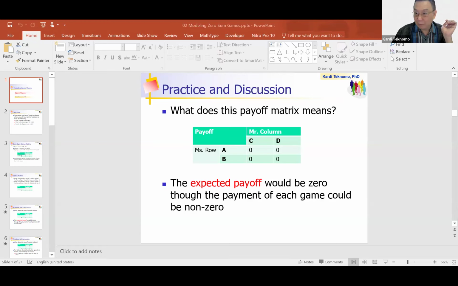What do you think? A payoff matrix does not mean you just play one time. Remember last week, you played many times, 8 times. So this is the expected payoff. That means the expected payoff will be 0, but the game outcome probably will not be 0. So remember, in our payoff matrix, 0 does not mean the actual outcome will be 0, but this is the average.